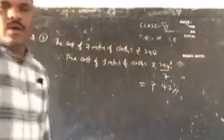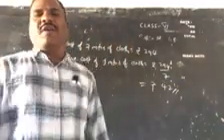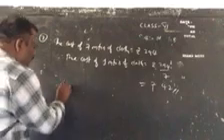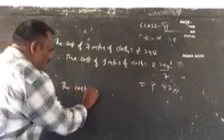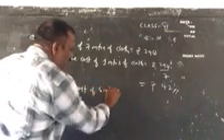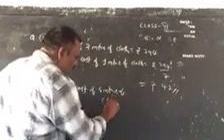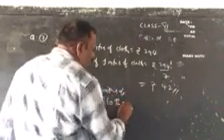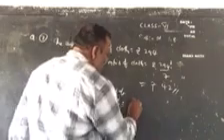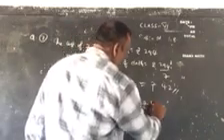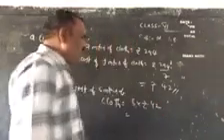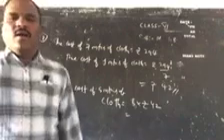Rupees 42. Therefore, the cost of 5 meters of cloth equals 5 into rupees 42. 5 into 42, what is the answer?